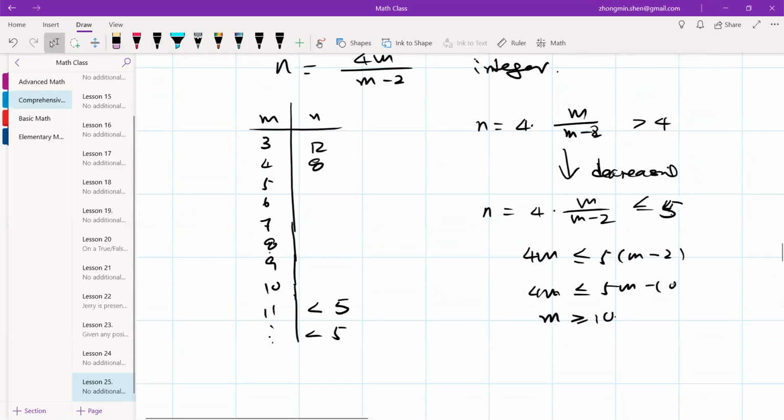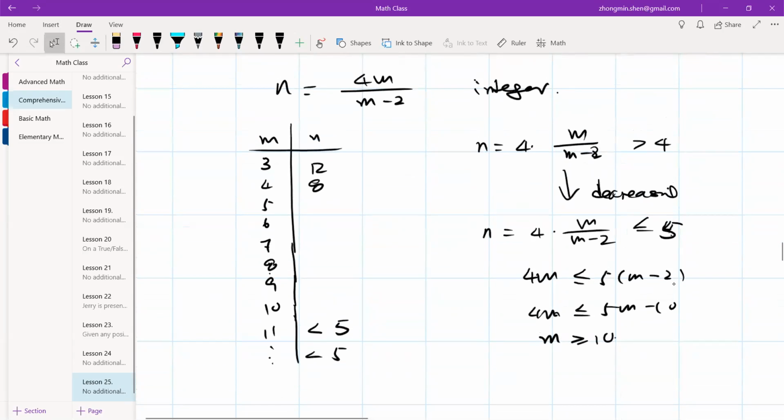We're looking for m so that you can get an integer. Right, so this is not an integer, right? 4 times 5 over 3, not an integer. Okay, 6: 4 times 6, and 6 minus 2 is 4. It's good. It's going to be, yes.